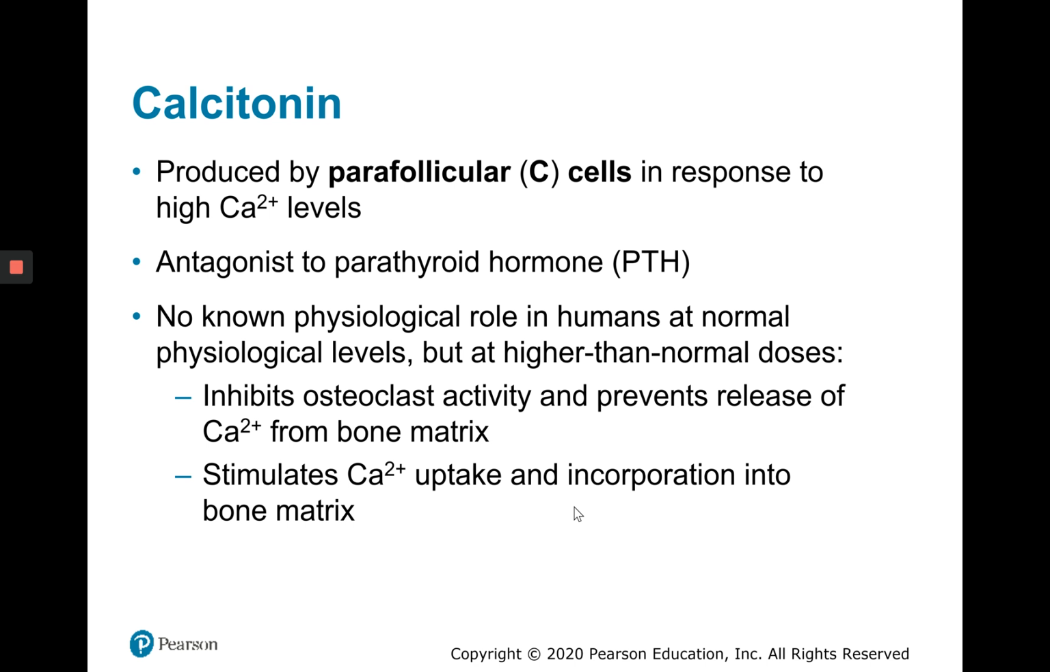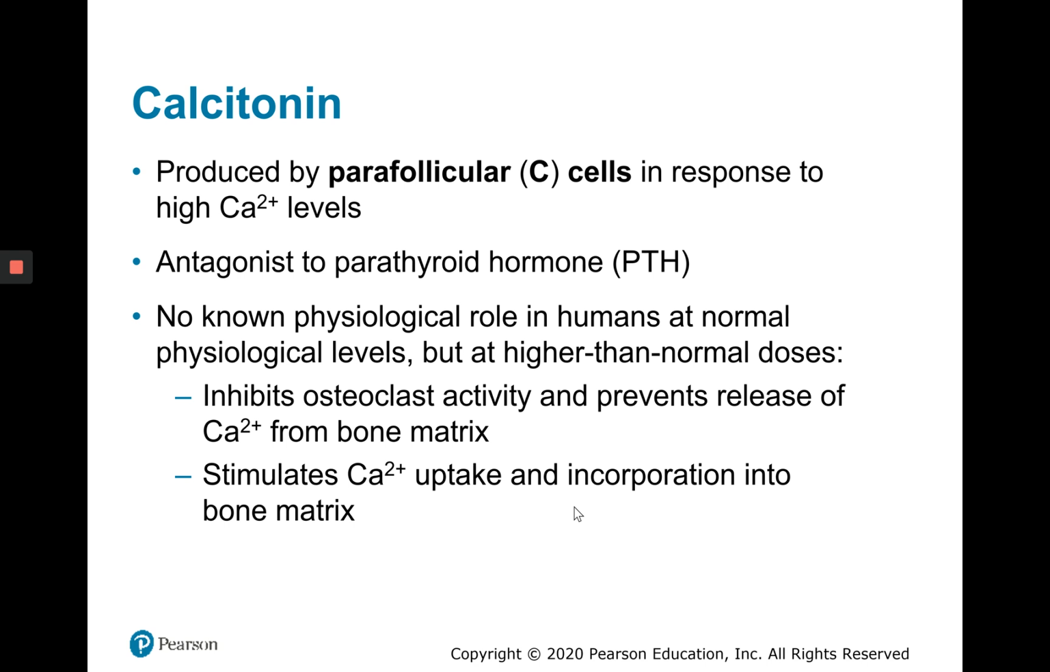So again, don't forget that calcitonin is produced by the thyroid gland, but not by the follicular cells. It's actually produced by the parafollicular cells, which are sometimes called C cells, which may be easier to remember because calcitonin, C cells. Parafollicular cells are found in between the follicles of the thyroid gland, and calcitonin is produced in response to high calcium levels, because what calcitonin does is it tones down the amount of calcium in the blood. It's going to decrease calcium levels.